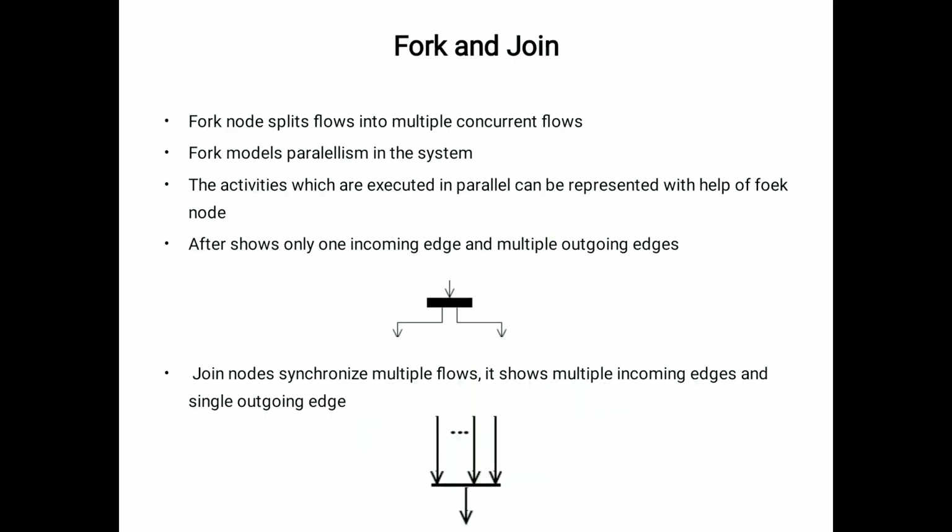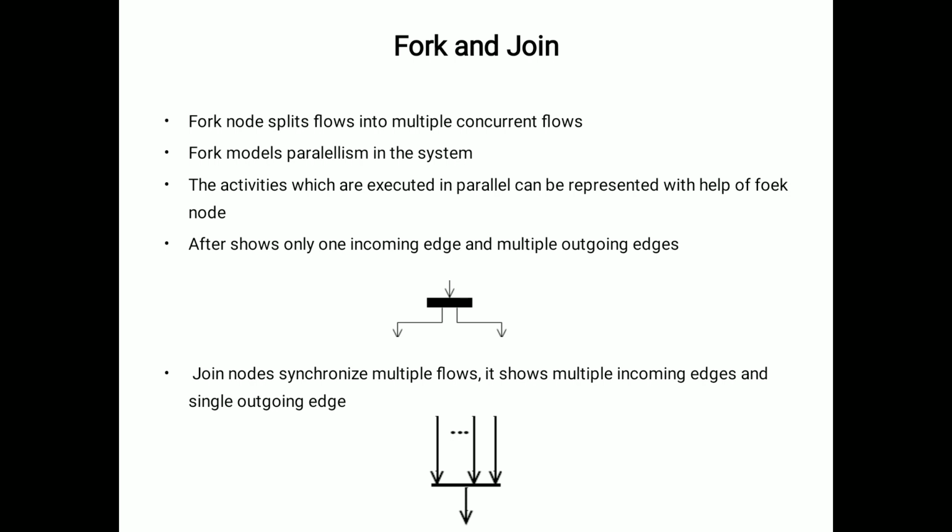Next is your fork and join. Now a fork node splits flows into multiple concurrent flows. Fork node models parallelism in the system. The activities which are executed in parallel can be represented with the help of a fork node. It shows only one incoming edge and multiple outgoing edges. So here that example is shown.